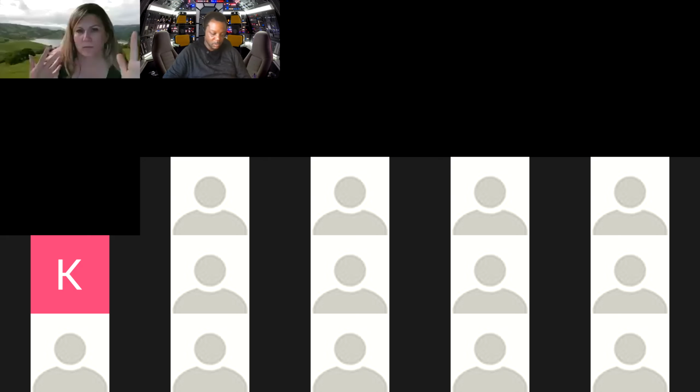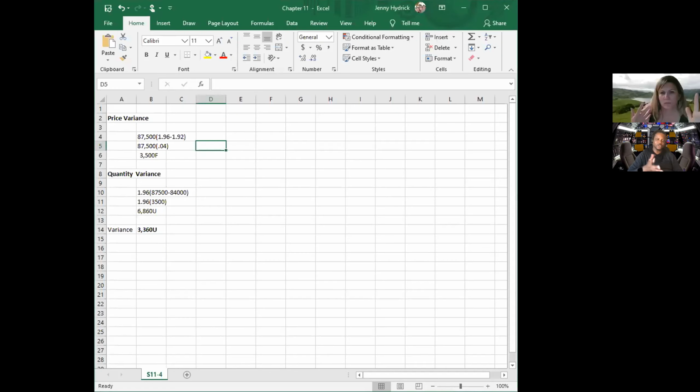So they spent $168,000. Let me just do the math real quick. They have budgeted to spend $164,000. They ended up spending $168,000. Right, so it's about a 2% difference.